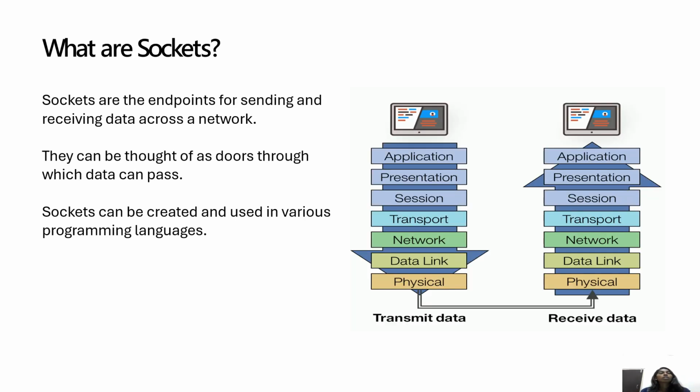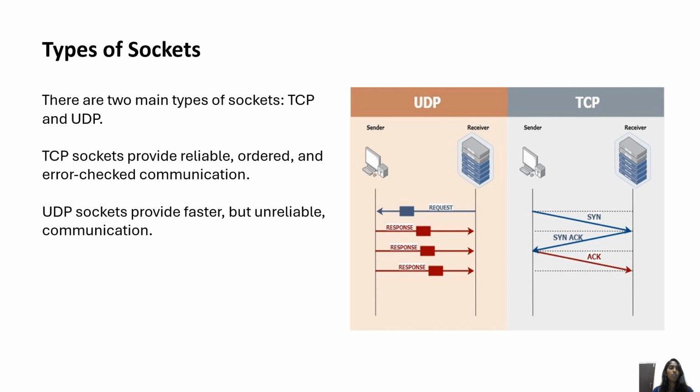Let us see what are sockets. Sockets are the endpoints of sending or receiving data across a network. They can be thought of as doors through which data can pass. Sockets can be created and used in various programming languages. Various types of sockets: there are two main types of sockets, which are TCP and UDP. TCP provides reliable, ordered and error-checked communication, whereas UDP sockets provide faster but unreliable communication.